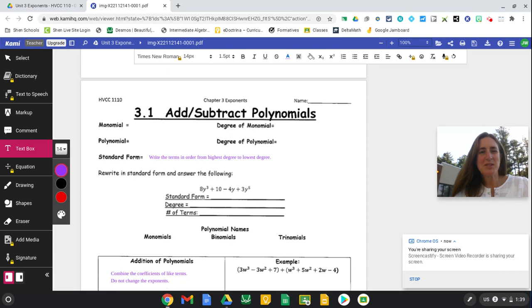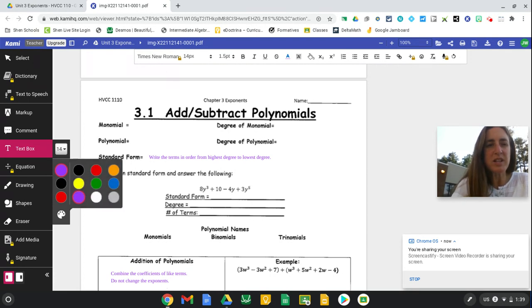I'm so excited for our first lesson on adding and subtracting polynomials. So to get started, let's just go over some basic terms that we have. The first one is, what the heck is a monomial? A monomial is basically just one term.